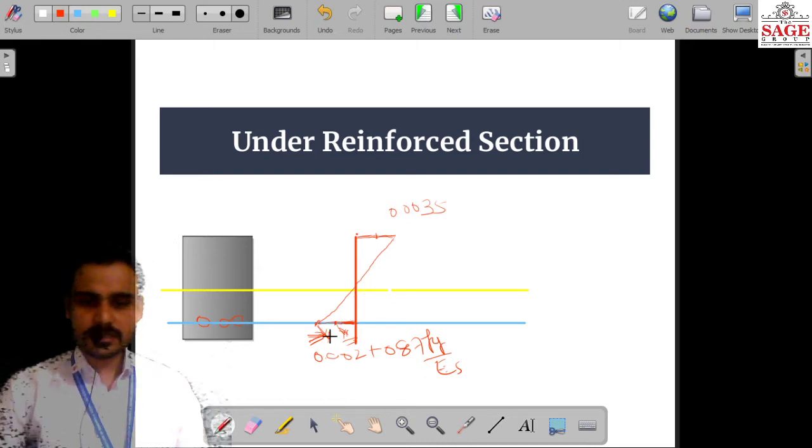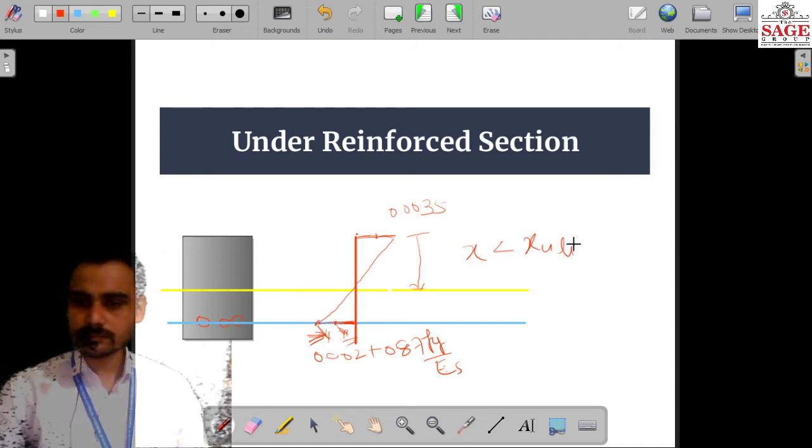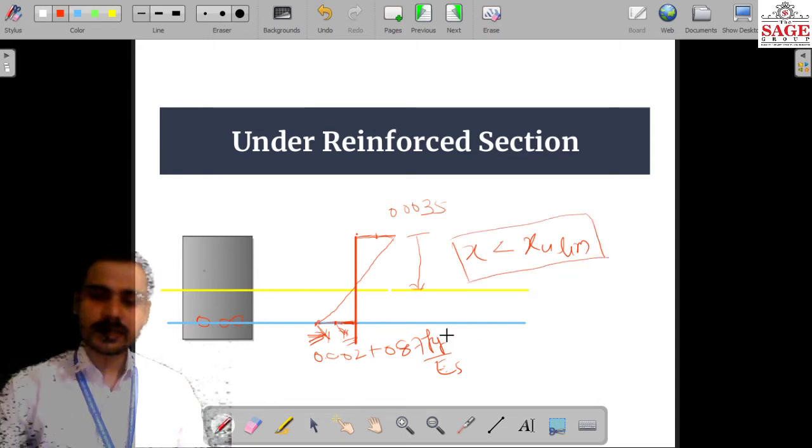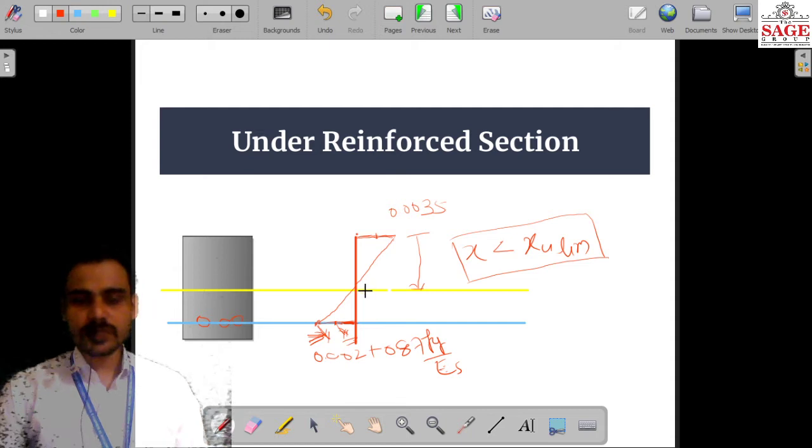That type of section is called an under reinforced section, and here the depth of neutral axis is less than XU limit. And the deflection is more here. If you notice, the rotation angle basically indicates the amount of deflection. That rotation angle will be more, and that will show that a lot of deflection will occur on that particular type of section.